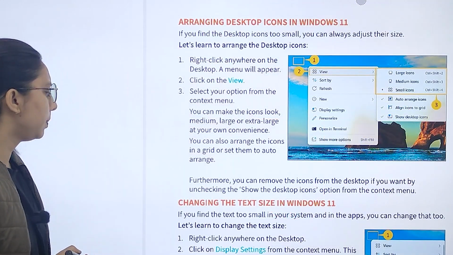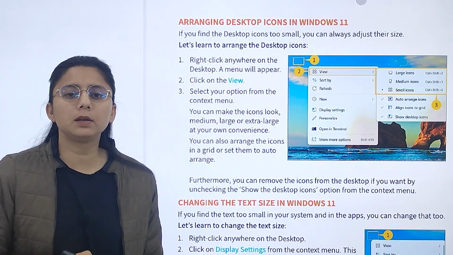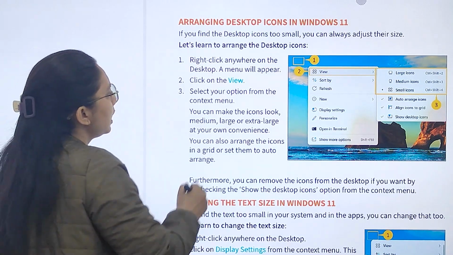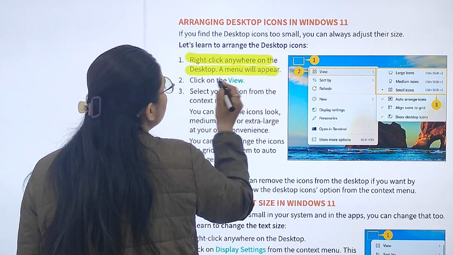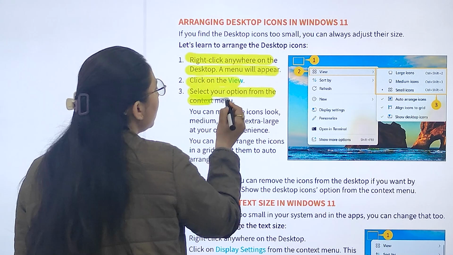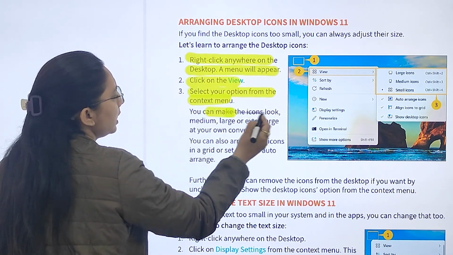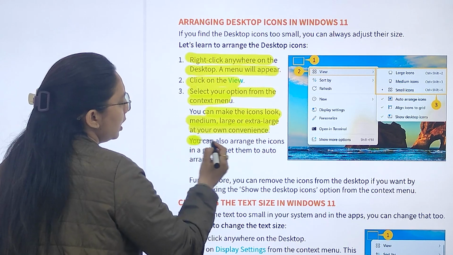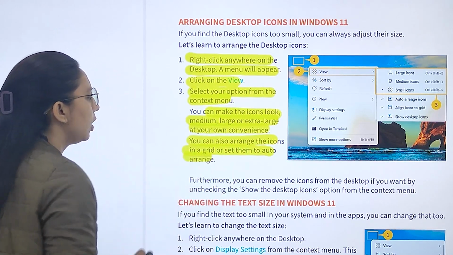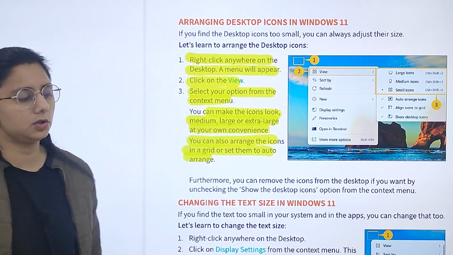Now arranging desktop icons. If you want to arrange the desktop icons in Windows 11, for that right click anywhere on the desktop. Click on view. Select your option from the context menu. You can make icons look medium, large or extra large. You can also arrange icons in a grid or set them to auto arrange.